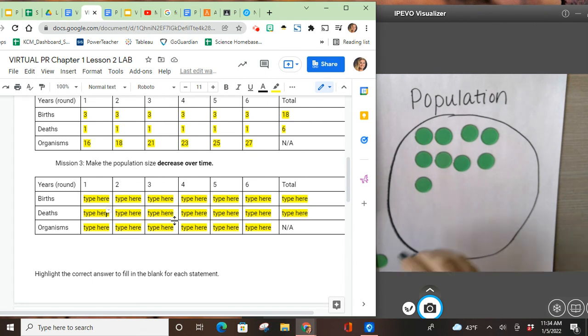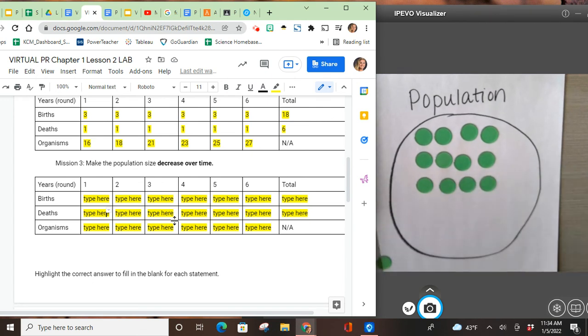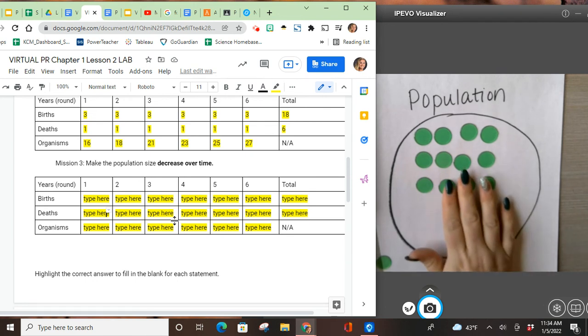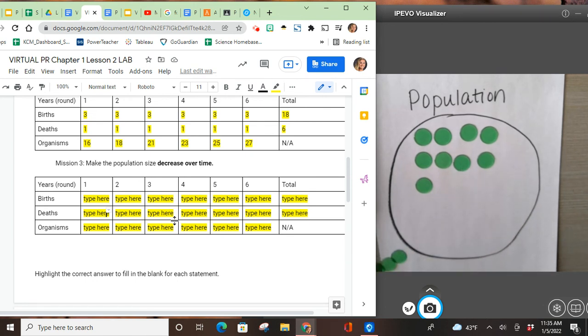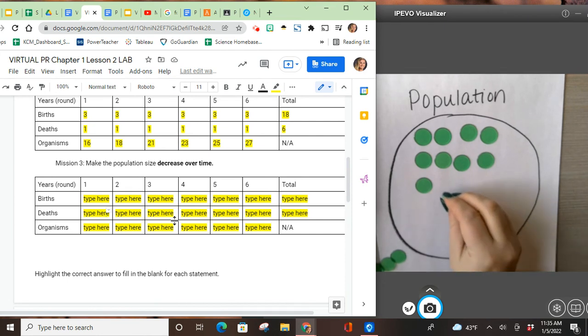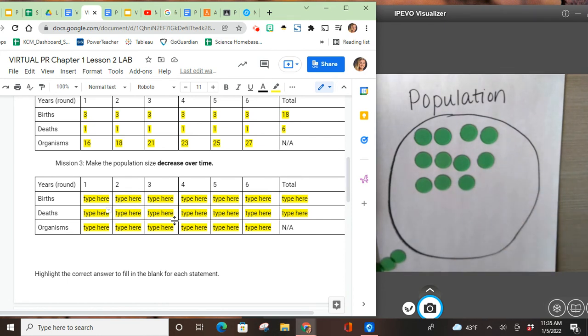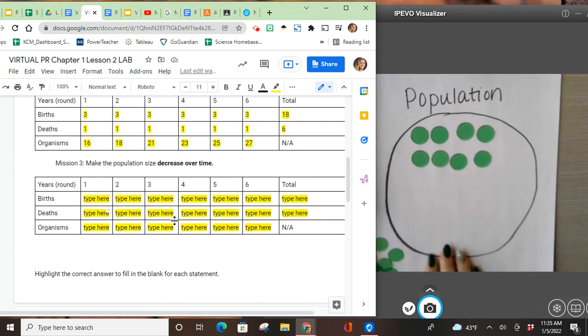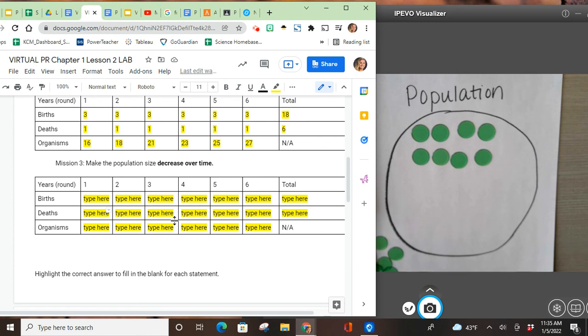Year 4, we have 3 births, but we have 3 deaths. What are we left with? 9. Year 5, let's give it 2 births and only 1 death. We had a good year. How many are we left with? 10. And year 6, let's say we have 1 birth but 3 deaths. How many are we left with? 8.